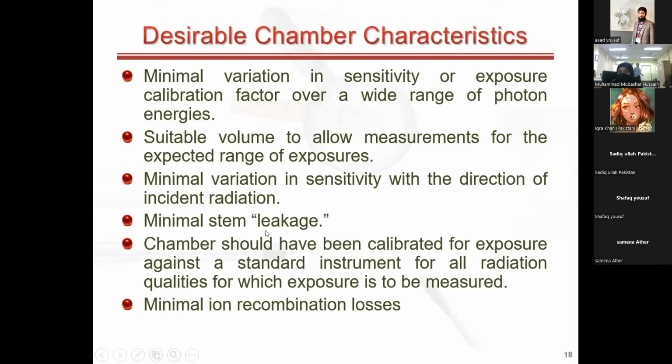And also it must have minimum stem leakage, because for the free air ion chamber, stem leakage and ion recombination were the factors that were making it impractical for high energies. Also, thimble chambers should be calibrated for exposure against a standard instrument for all radiation qualities for which exposure is to be measured. That has again been resolved by measurement and by applying the energy correction factor given in the IAEA code of practice for dosimetry, TRS-398. Also, another desirable characteristic is minimal ion recombination loss.